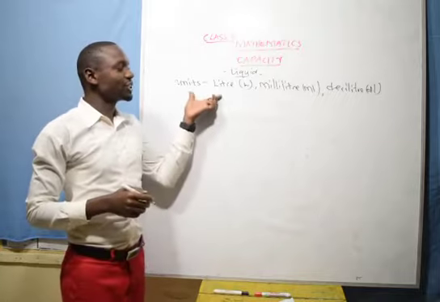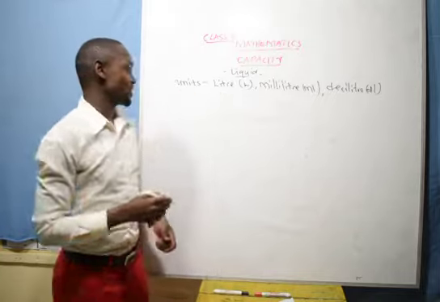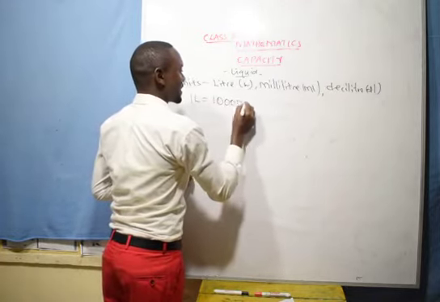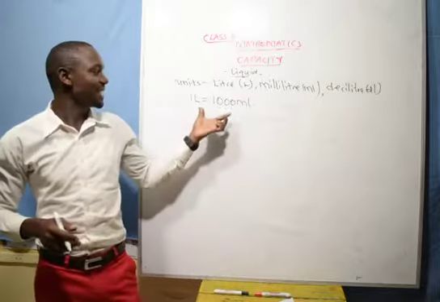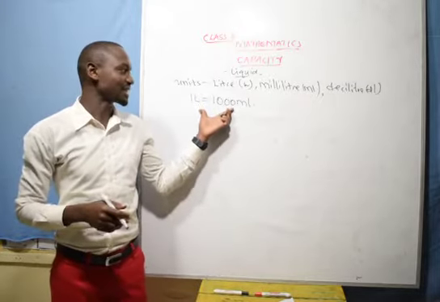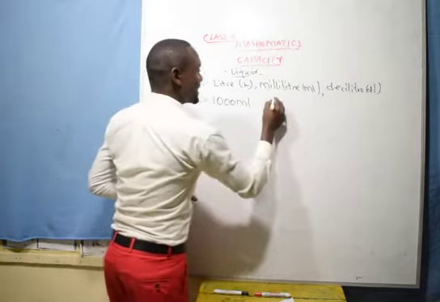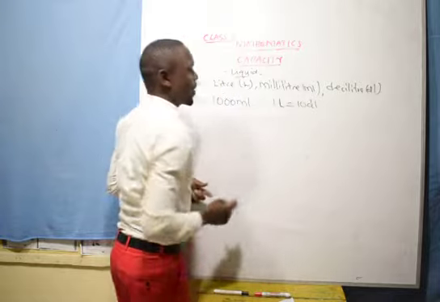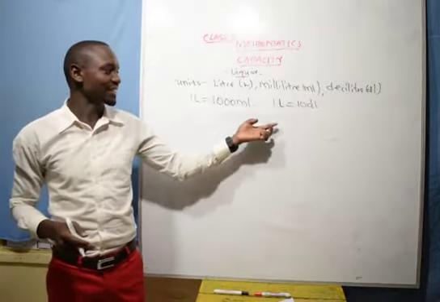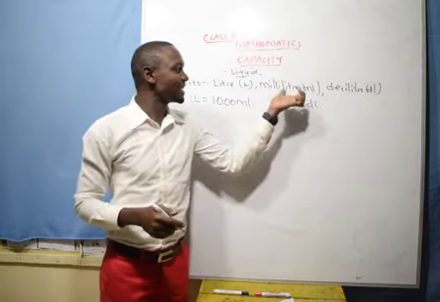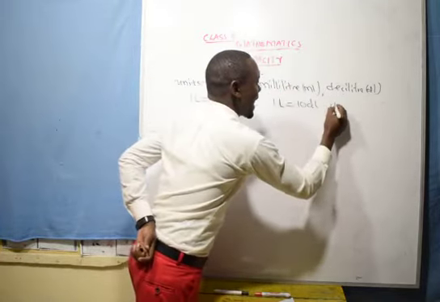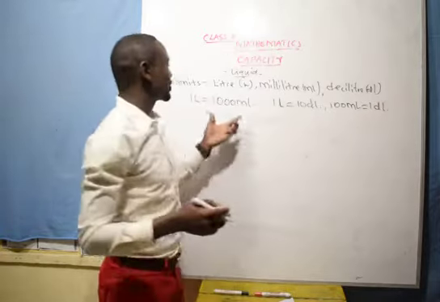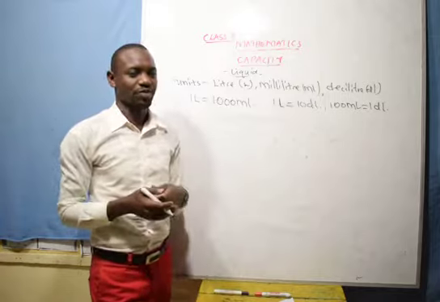Now, there's the relationship between these units of capacity. We say that 1 liter is equal to 1000 milliliters. We also say that 1 liter is equal to 10 deciliters. And we can also say the relationship between milliliters and deciliters: 100 milliliters is equal to 1 deciliter. That is the relationship between the units of capacity.